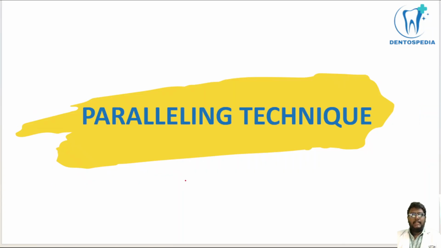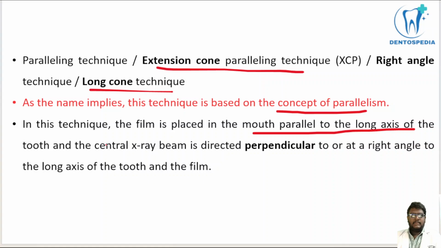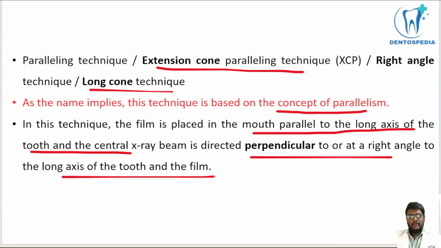And what about the paralleling technique? It is also called the extension cone technique, right angle technique, or long cone technique. As the name implies, this technique is based on the concept called parallelism. And the previous bisecting angle technique is based on Cieszynski's rule of isometry. In the paralleling technique, the film is placed parallel to the long axis of the tooth, and the central X-ray beam is directed perpendicular to the long axis of the tooth and the film.